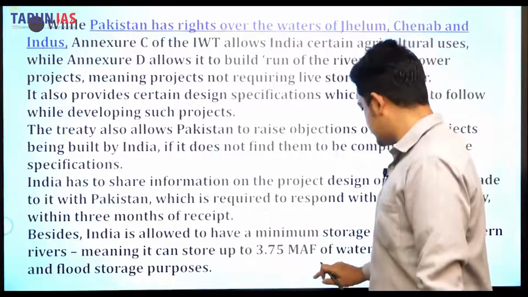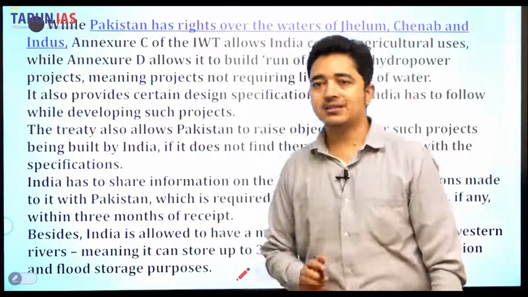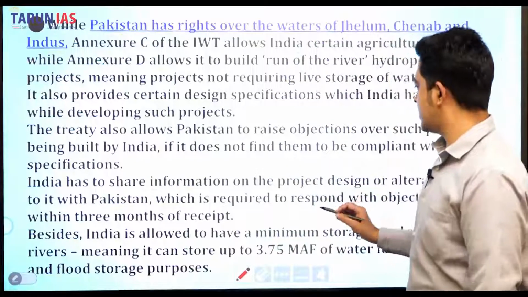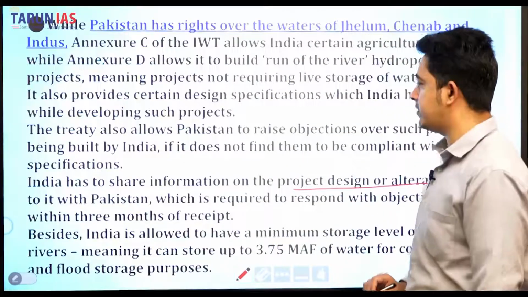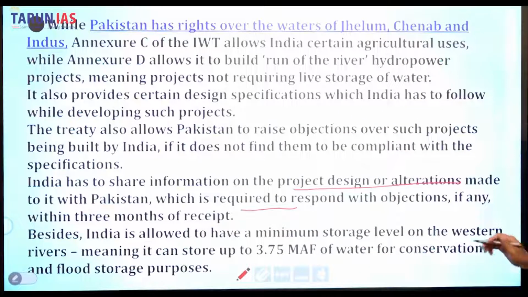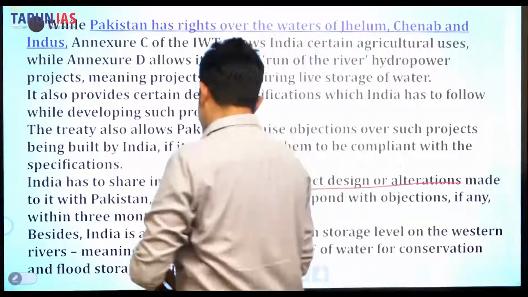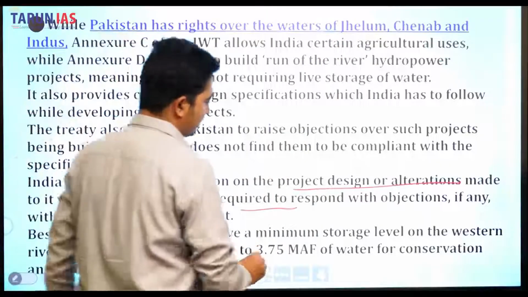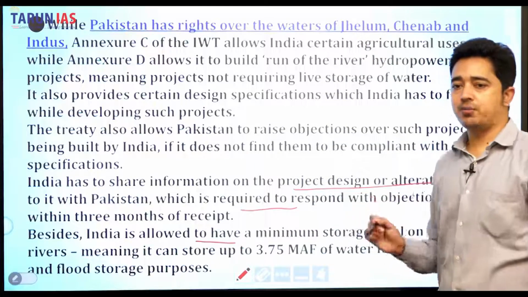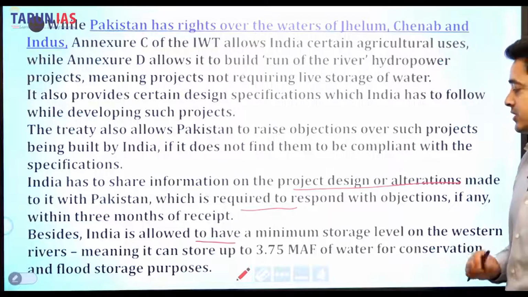So as we can say here, Pakistan has rights over the waters of Jhelum, Chenab and Indus, and India has to share information on project designs or alterations made to it with Pakistan, which is required to respond with objections, if any, within 3 months of receipt. Besides that, India is allowed to have a minimum storage level on the western rivers, meaning it can store only 3.75 MAF of water for conservation and flood storage purposes.